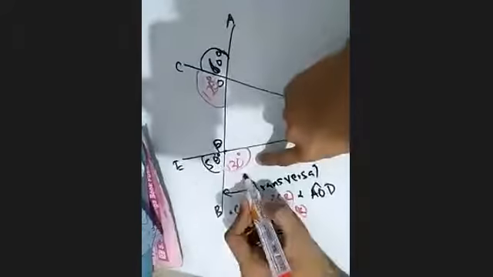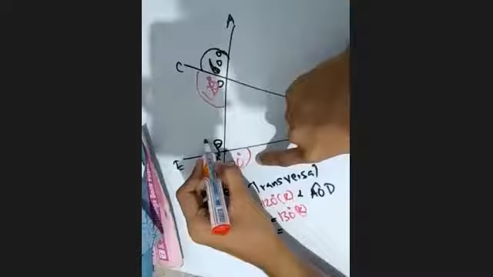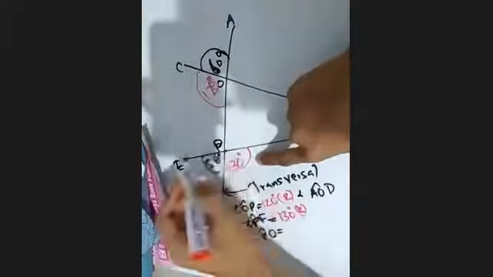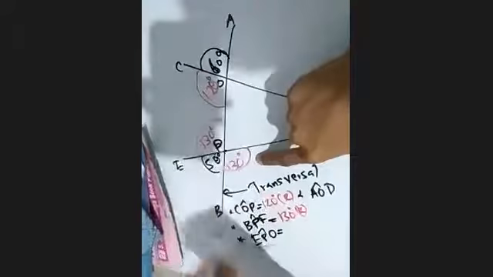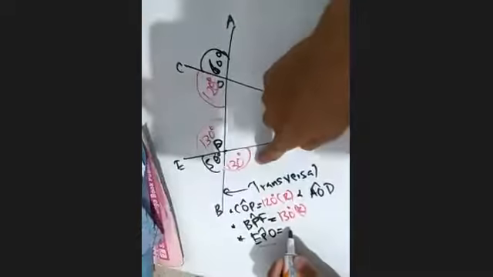Or you can, this is 130. So this is also 130, right? This is 130. So these two are vertical opposite angles, no? So I can say this is also 130 degree, right? Yeah, I can write two reasons.